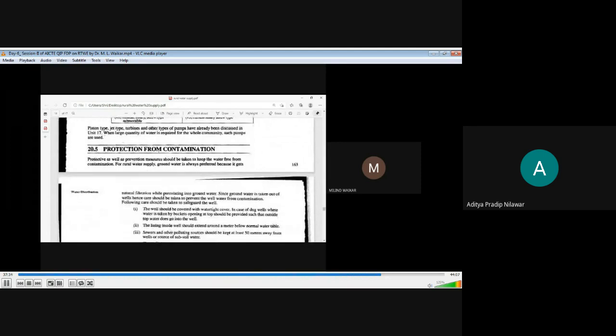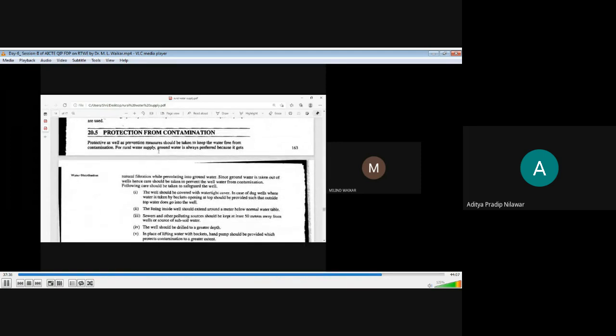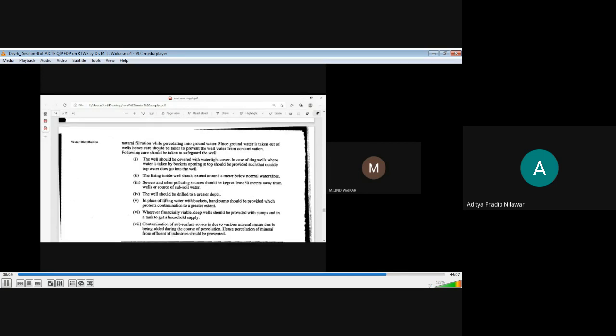And we need to protect this water from contamination because prevention is better than cure. So protective as well as preventive measures should be taken to keep the water free from contamination. For RWS, as I have said, groundwater is always safer because it gets natural filtration by percolating into the ground. Now, since groundwater is taken out of wells, we should take care to prevent well water from getting contaminated.